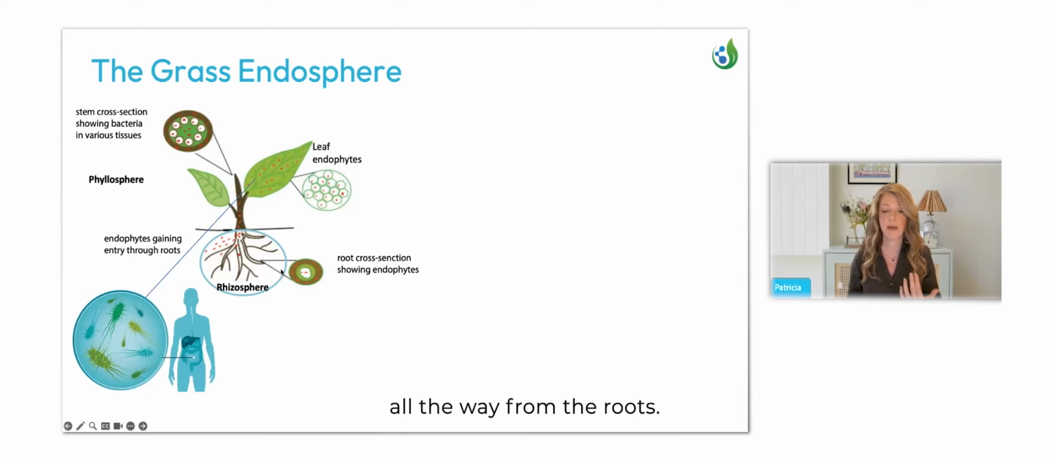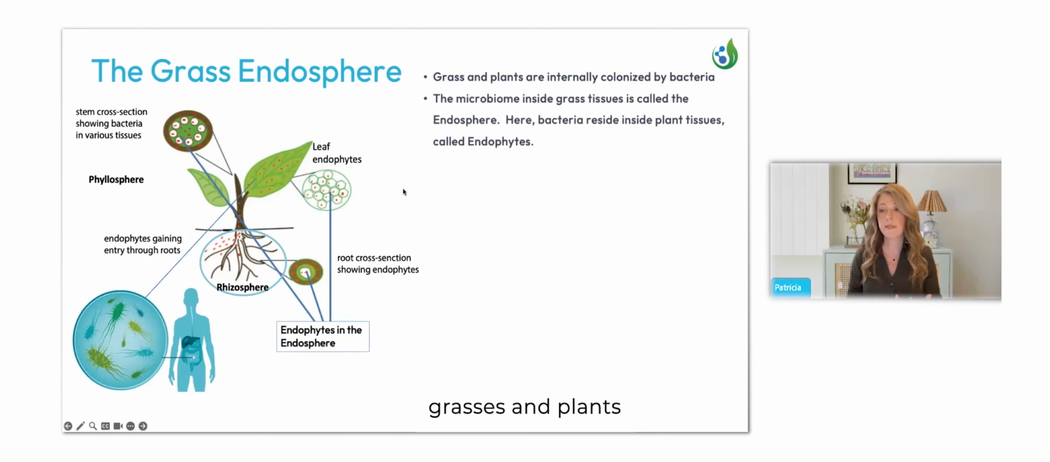And that connects all the way from the roots. So here you see a root cross-section showing bacteria that colonize the inside of the plant. And those can, in turn, colonize the stem and go throughout the plants. For grasses, that would be tillers, crowns. They would be going through the entire plant. So grasses and plants are constantly internally colonized. They've always been, and they've evolved with bacteria. So the microbiome inside grass, like I said, is called the endosphere. This is important for us because those are the microbials that we're discussing today. These bacteria reside inside plant tissues, and they are called endophytes.